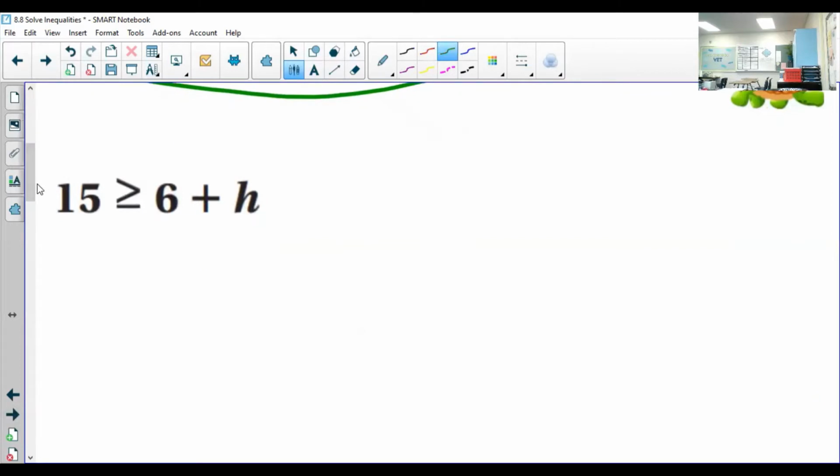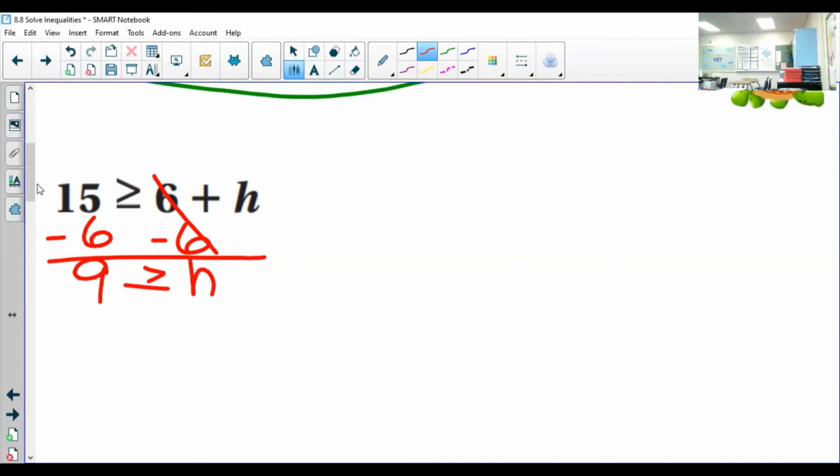So here's another one. I have 15 is greater than or equal to 6 plus h. Okay, so here it is. How do you get h all by itself? Well, we're going to subtract 6 from both sides. The 6's are going to cancel, and h equals 9. H is greater than or equal to 9.